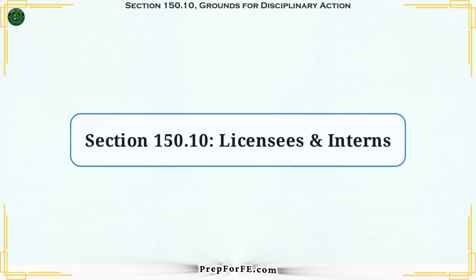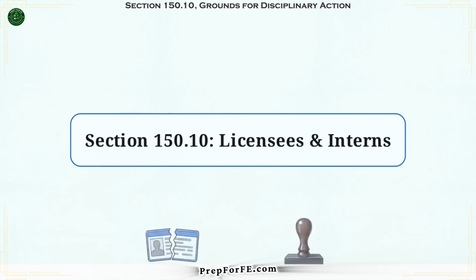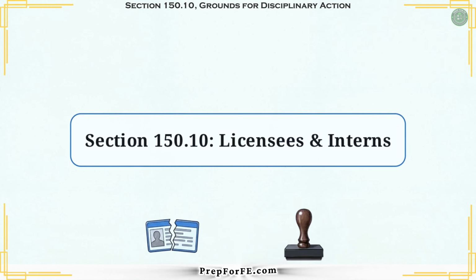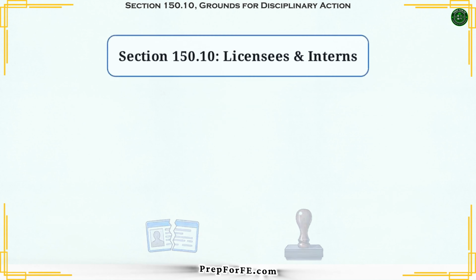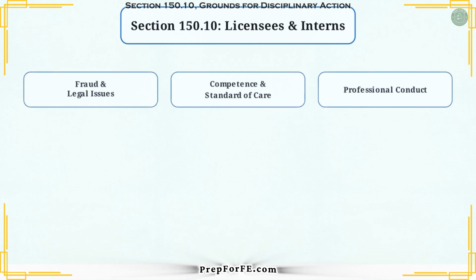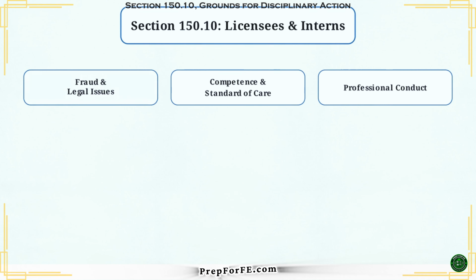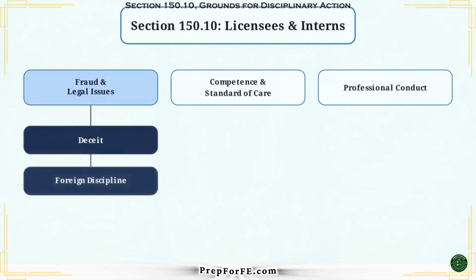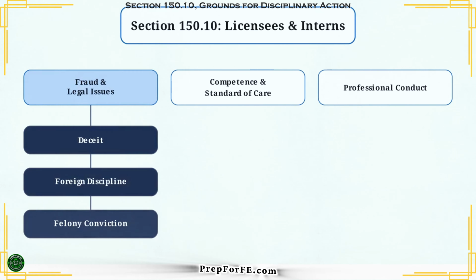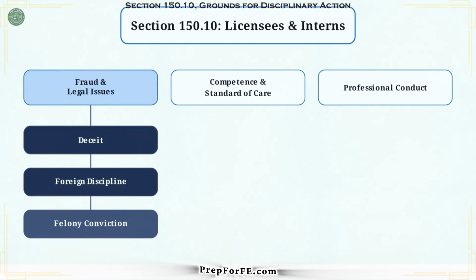Individuals in Section 150.10 hold a license, allowing the board to enact severe sanctions, including suspension or revocation. The 14 grounds for discipline organize into 3 categories. The first is fraud and legal issues, involving deceit or foreign discipline. It also includes a strict felony clause. Pleading guilty to any felony triggers board discipline, regardless of whether the crime occurred during engineering practice.